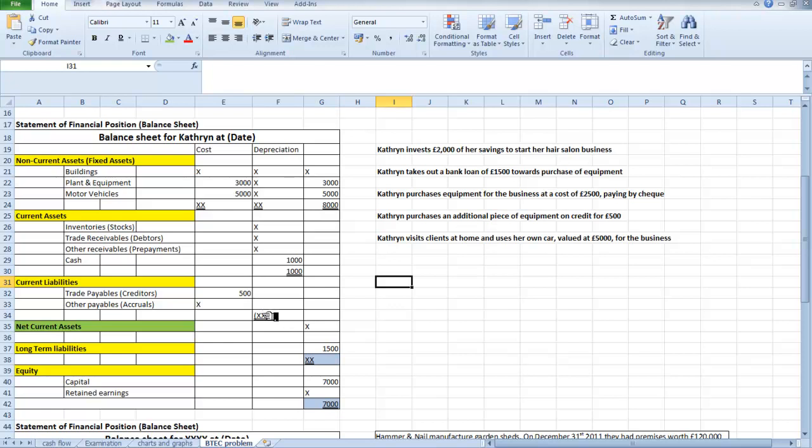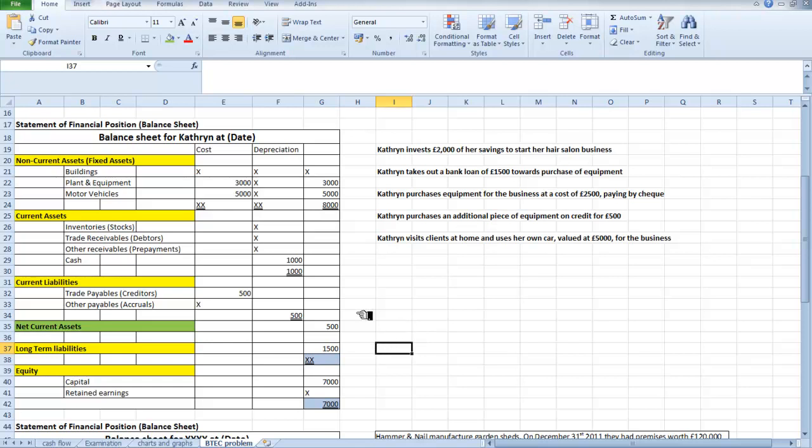But she has here, let's have a look, current liabilities are 500. So her net current assets are, in fact, £1,000 for current assets minus 500 there, so she has £500 basically as net current assets.